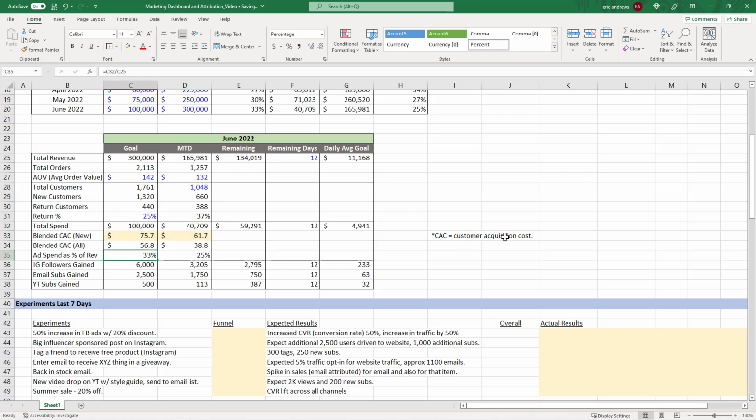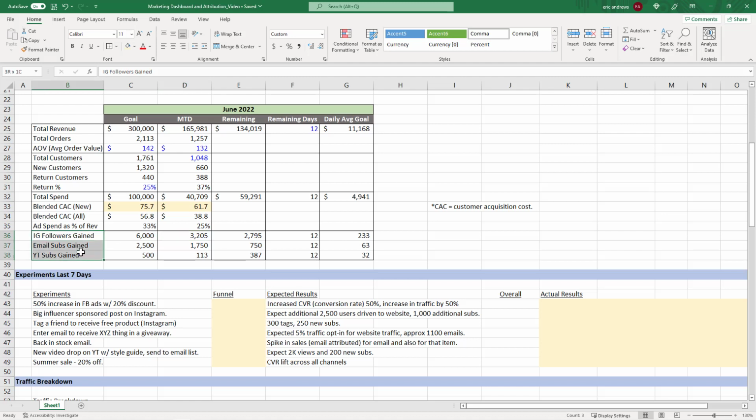And then I looked at ad spend as percentage of revenue, 33. We've currently spent 25. Our CAC is lower than target, so that means we are acquiring customers very efficiently so far. And blended means it's all channels lumped together. And so, breaking out the performance by channel is sort of like another level of analysis that you can do.